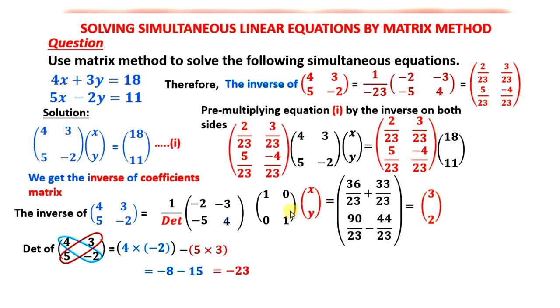And remember, a matrix multiplied by an identity matrix is just the matrix itself. So the left-hand side we have x, y, and then the right-hand side will have 3, 2. This therefore implies that x is 3 and y is 2, just as they correspond in that equation. So x is 3 and y is 2. And that is how we go about this question.